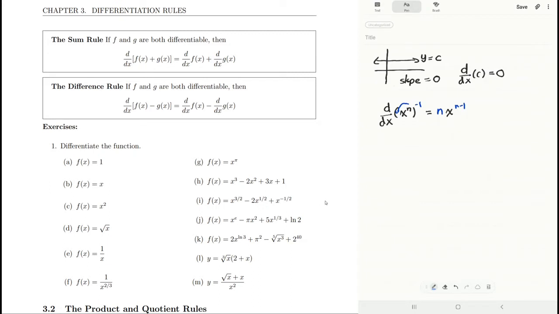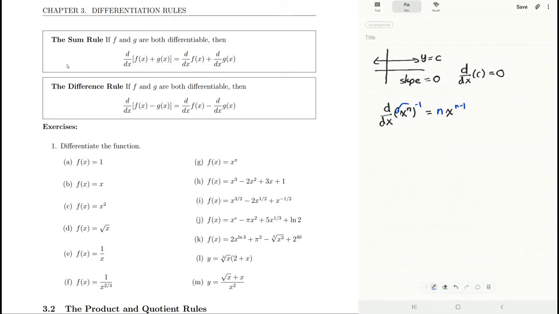The next rule is called the sum rule. If f and g are both differentiable, then the derivative of f of x plus g of x is equal to the derivative of f plus the derivative of g. So if we want to differentiate the sum of two functions, then we can differentiate each function separately and then add their derivatives together.